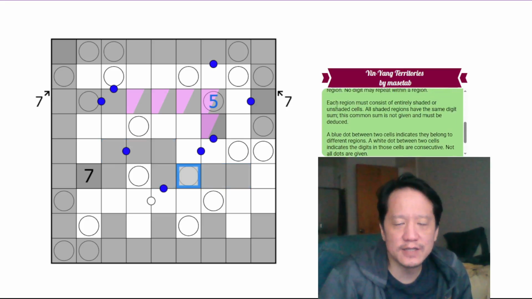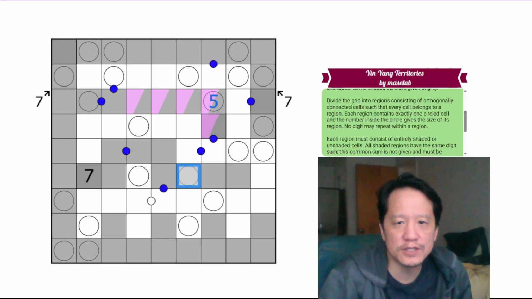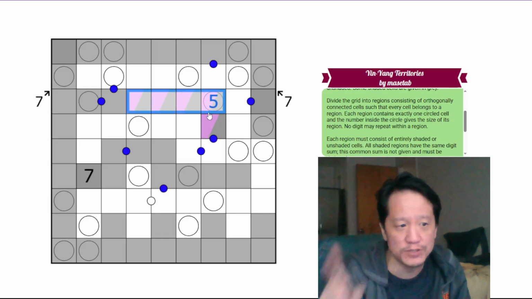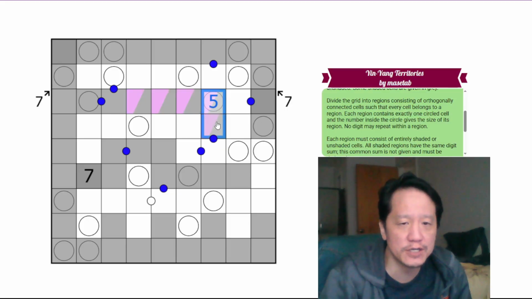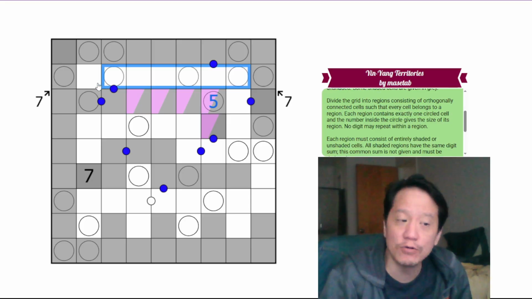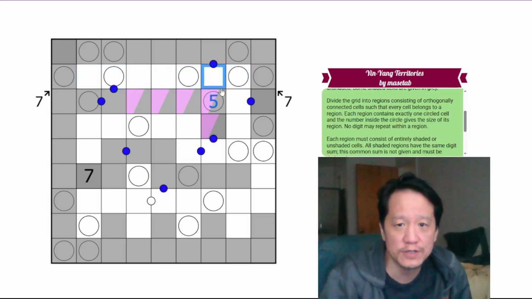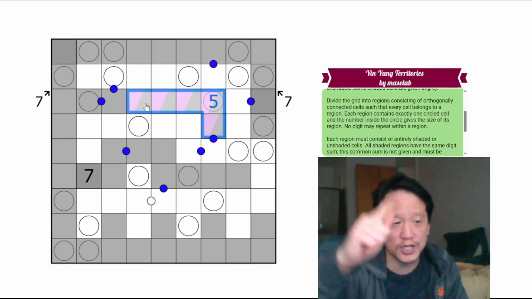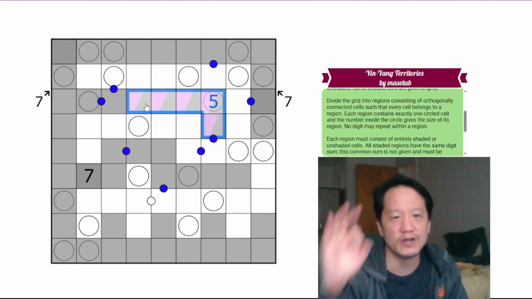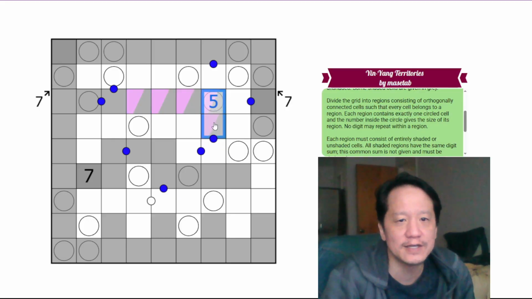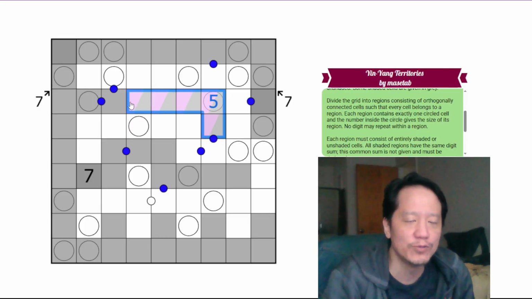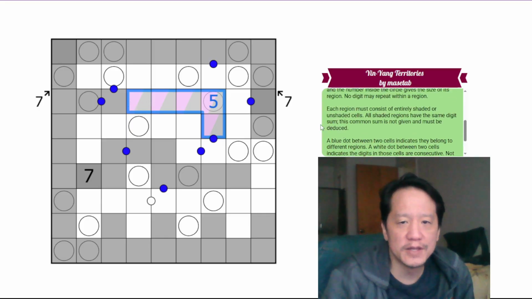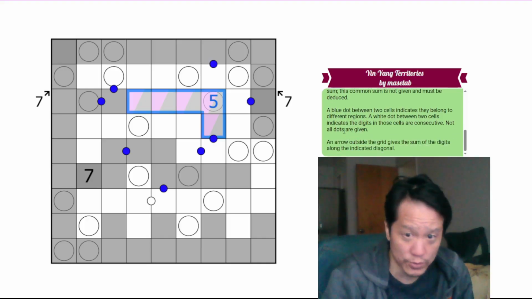So that's an example of how these regions and these circles exist, right? Again, every region has a circle in it, exactly one circle, whether they're shaded or unshaded, and they must all be fully shaded or all fully unshaded as a region. And they're orthogonally connected, so the things that I talked about orthogonally connected shaded cells and unshaded cells also apply for the region. You must be able to go from any cell in a region to any other cell in a region just by going through edges, all while staying within the region. And that's an example of how these Yin-Yang territories are going to work.